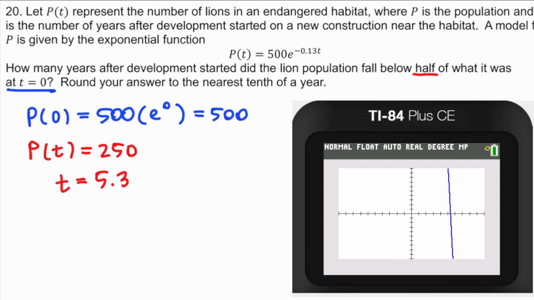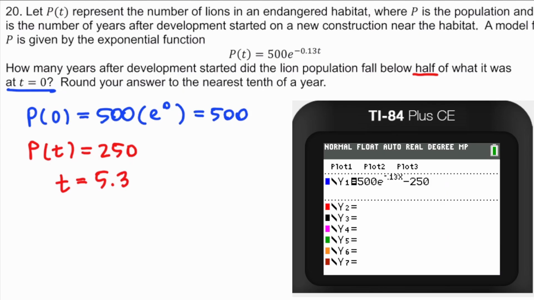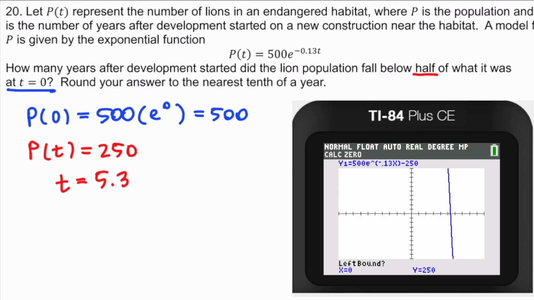And there it is, right? So I could just, at this point, calculate a zero, left bound 0, right bound 10. There's only one zero in there. And have it search and get that same 5.3 answer that way. And I actually like that a little bit more as far as its durability for long-term solving equations using the calculator, because you won't have to spend a whole bunch of time moving around the window.